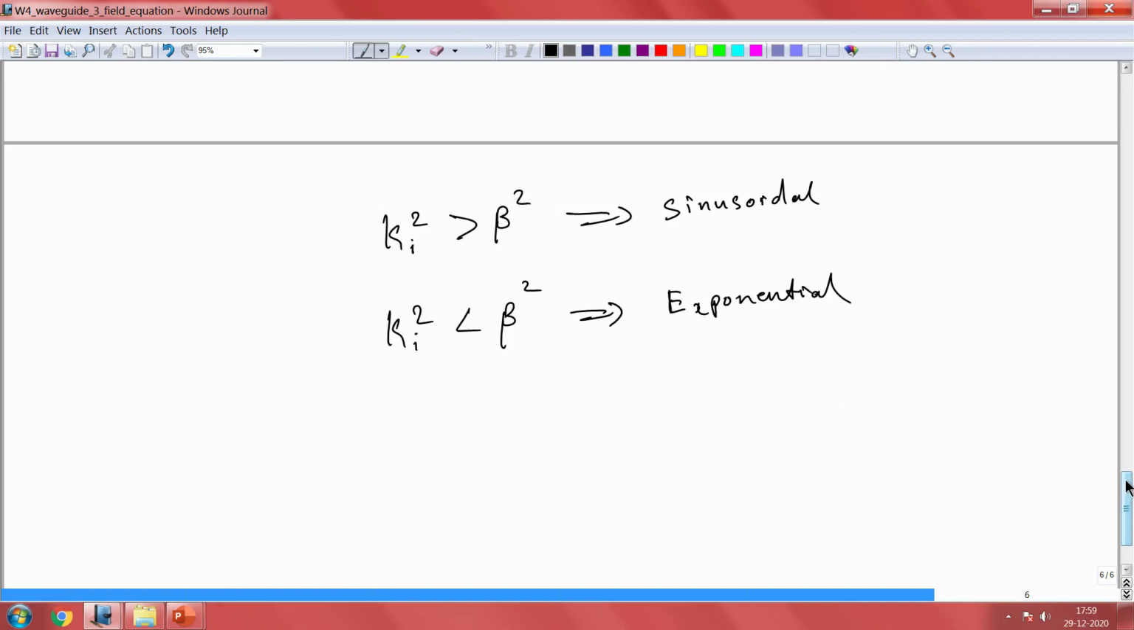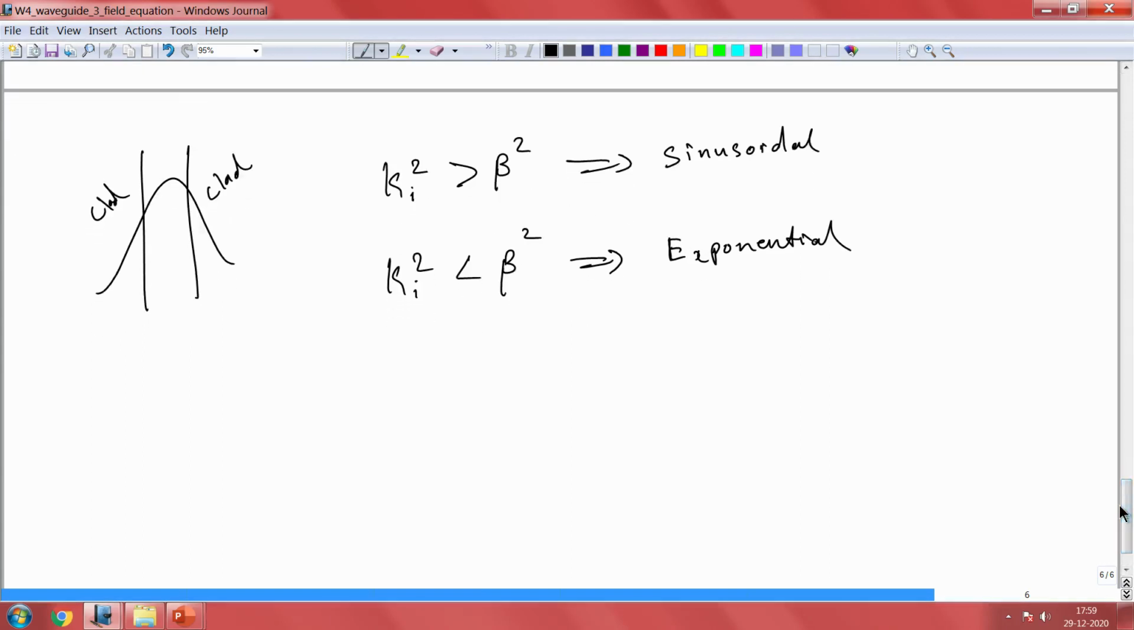If you want to have a mode that is guided, the cladding region should be exponential. That means, as we saw earlier, something like this. So in the cladding region you want the solution to be exponential, while in the core region it should have a sinusoidal solution. All right. So how to achieve that?